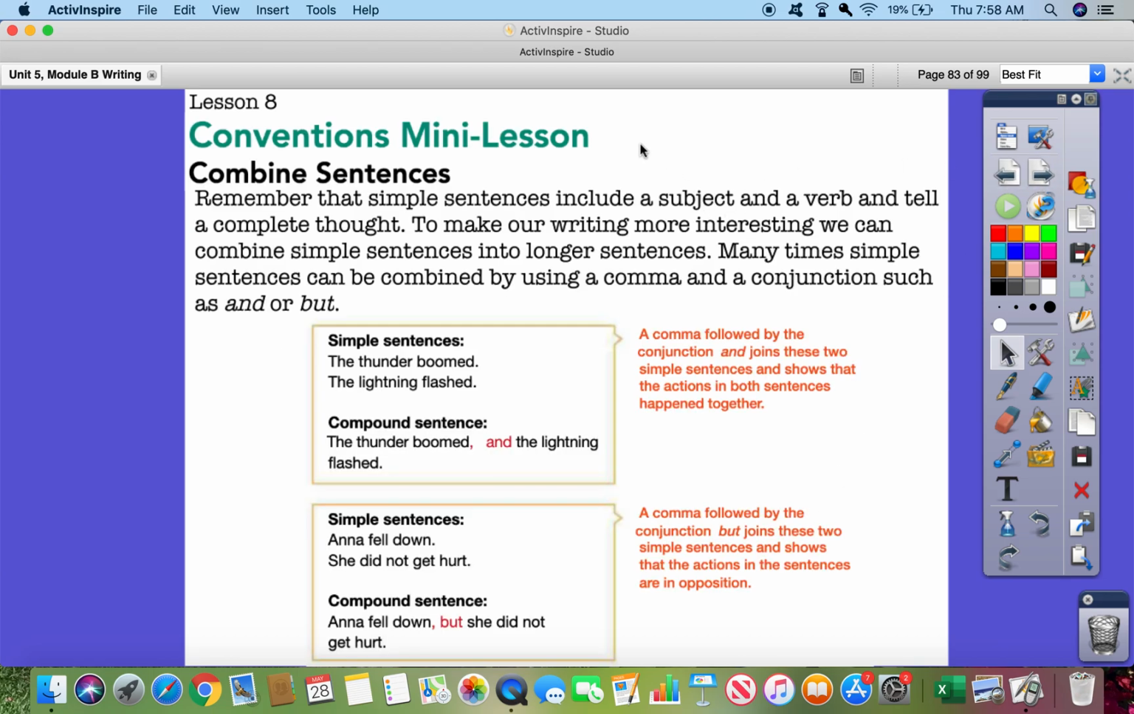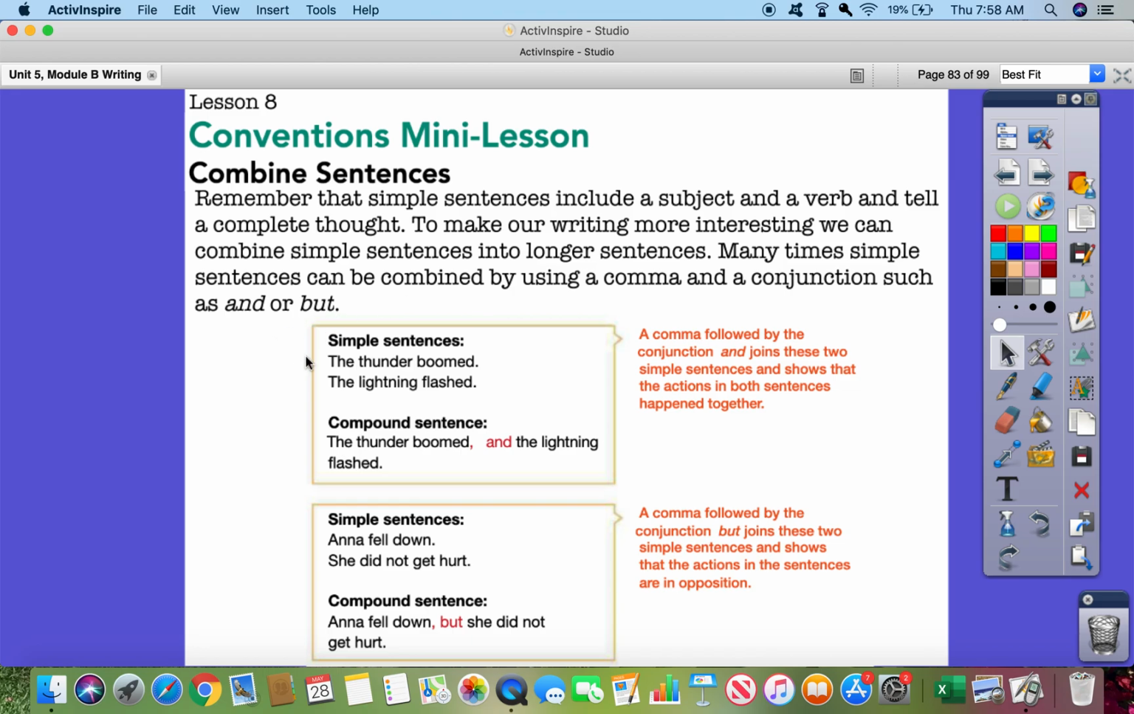Conventions mini lesson, combine sentences. Remember that simple sentences include a subject and a verb and tell a complete thought. To make our writing more interesting, we can combine simple sentences into longer sentences. Many times, simple sentences can be combined by using a comma and a conjunction such as and or but. So let's look at some examples.